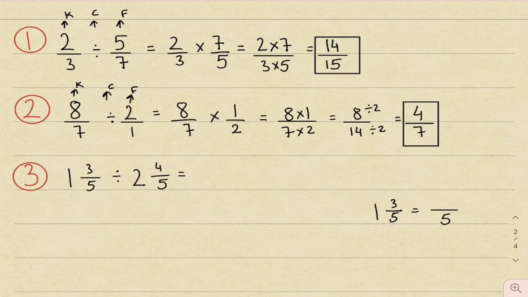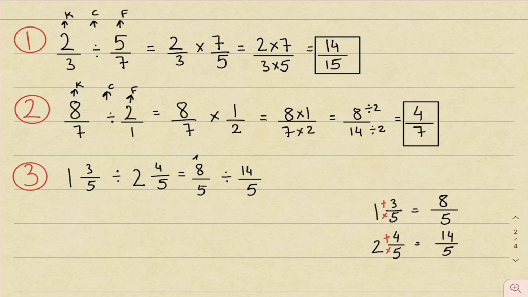The denominator is going to stay the same. Now this 5 is multiplying the 1 and adding the 3. So we have 5 times 1 is 5, plus 3 is 8. So 8 over 5 divided by, so we have 2 4/5. Again, the 5 stays the same. Now this 5 multiplies the 2 and adds the 4. So we have 5 times 2 is 10, plus 4 is 14. So we have 8 over 5 divided by 14 over 5.